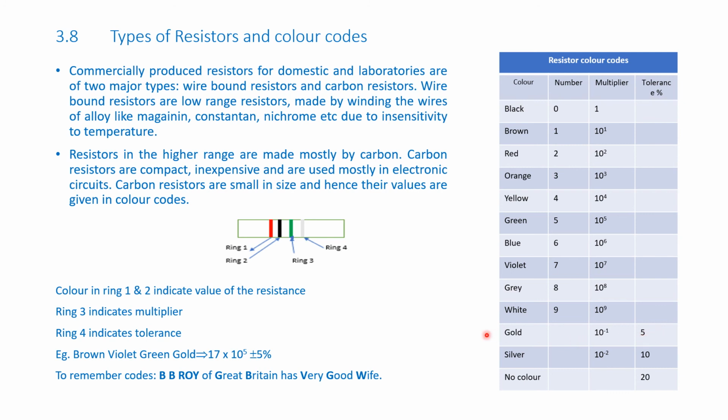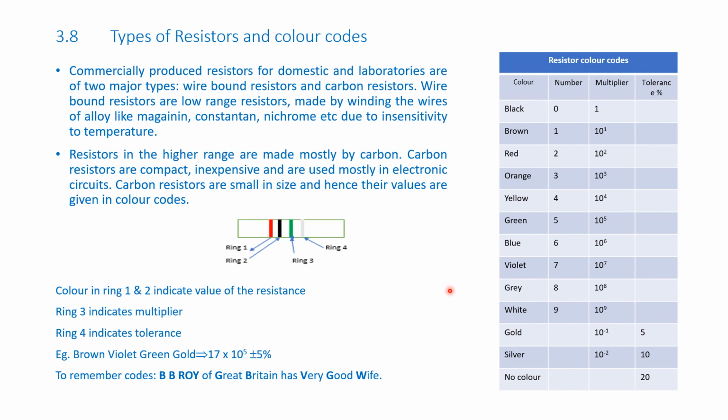Similarly, we can work out any color combination. For example, in this ring, the first color is red. So red shows 2 and the black color shows 0. Therefore, its value is 20 and the third color here is green. The multiplying factor is 10 to the power of 5. Therefore, it is 20 into 10 to the power of 5. The fourth ring here is silver colored. Silver color tolerance is 10%. So this value becomes plus or minus 10%.